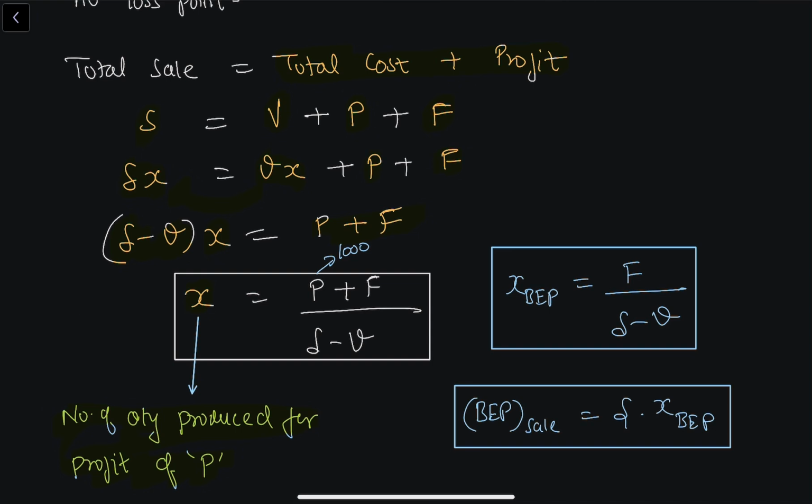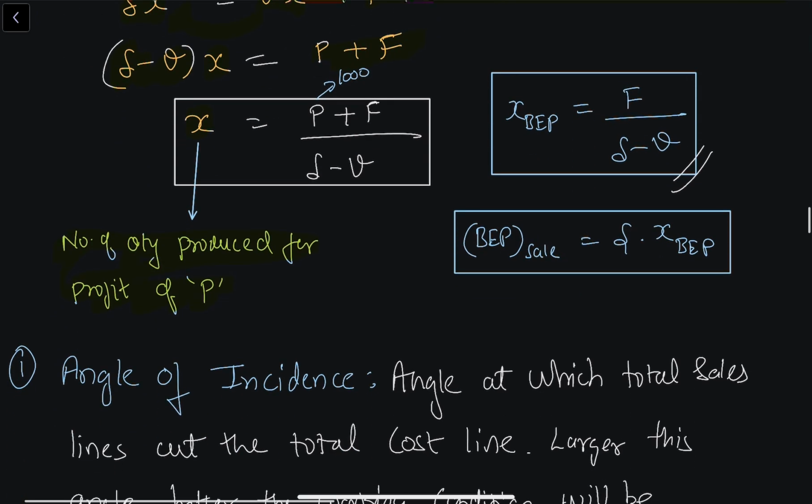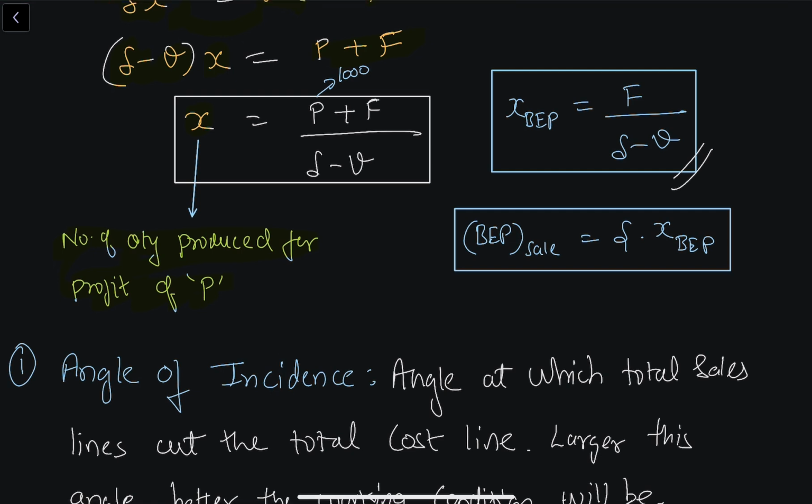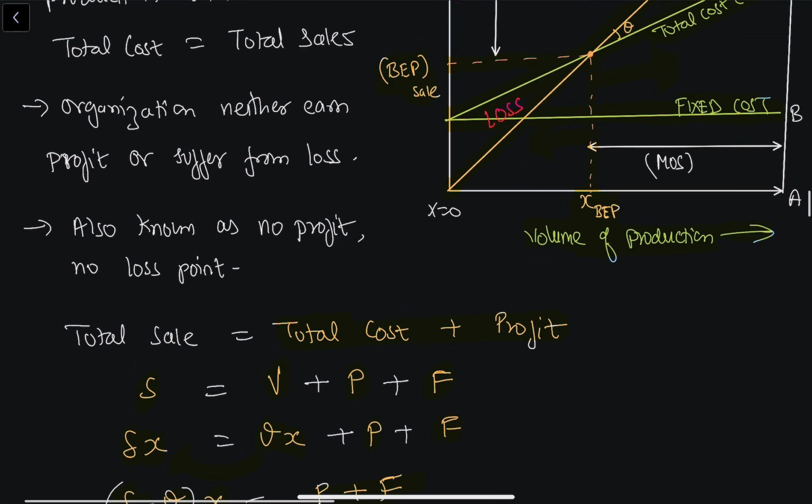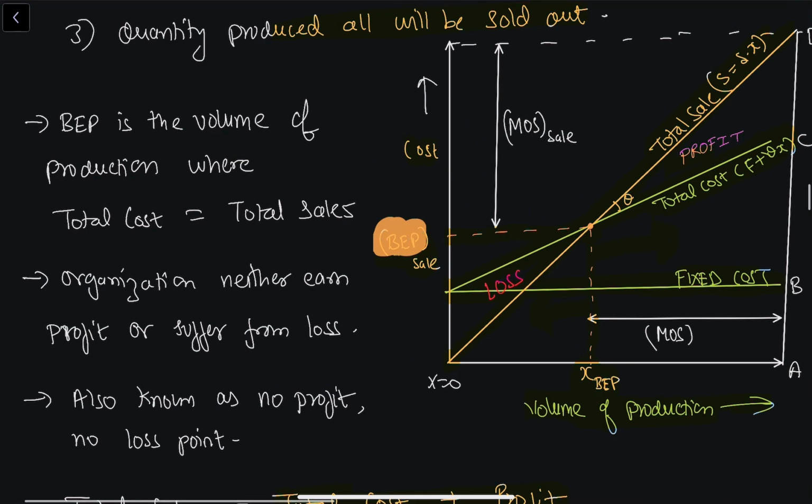So if you see here, this is what we have done. Your fixed cost upon (S minus V) is nothing but your X at the break-even point. And if I talk about my sale, what is the amount of sale I need to do for that, that will be the selling price per unit multiplied by number of units at the break-even point. This will be my BEP sale. That's what we told here. The BEP sale is nothing but your selling price per unit multiplied by number of units.